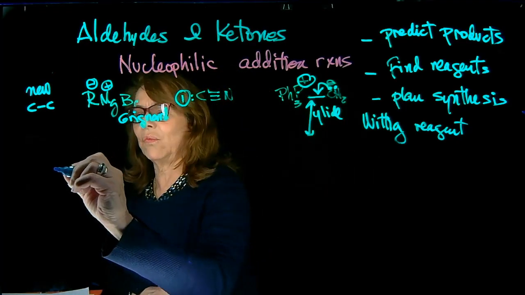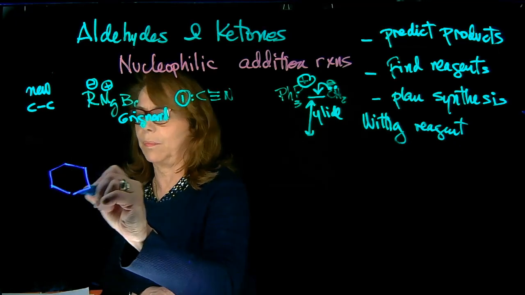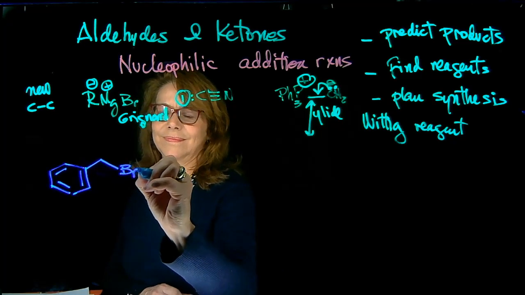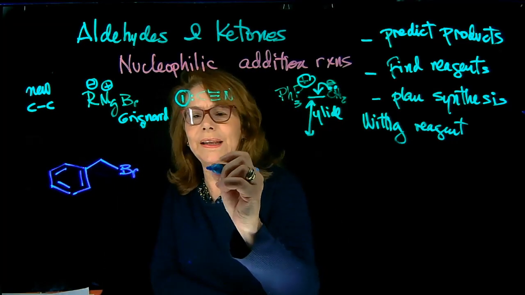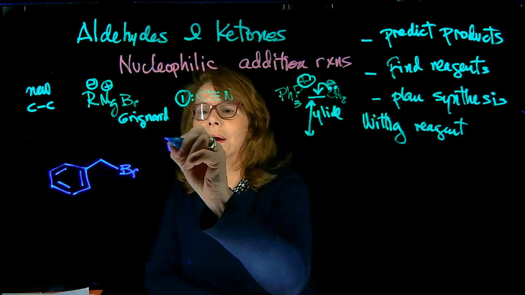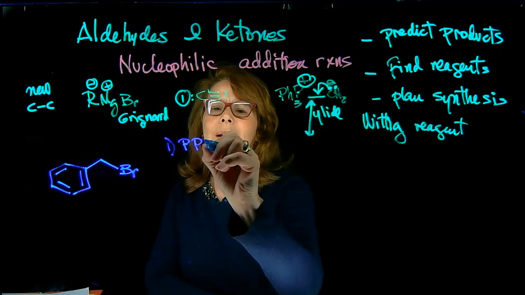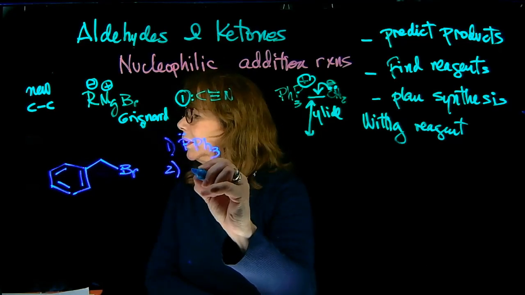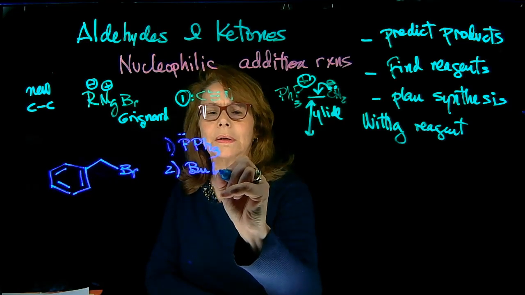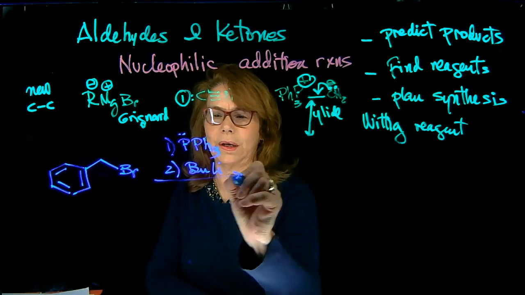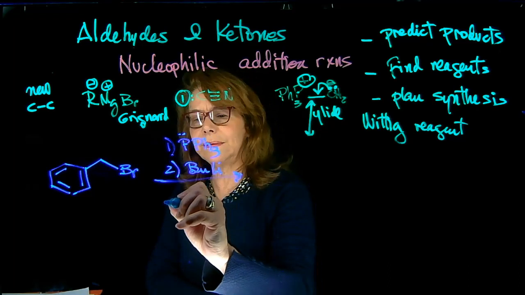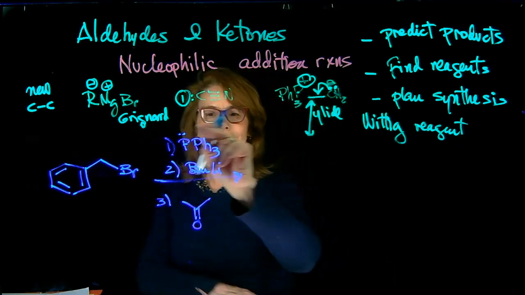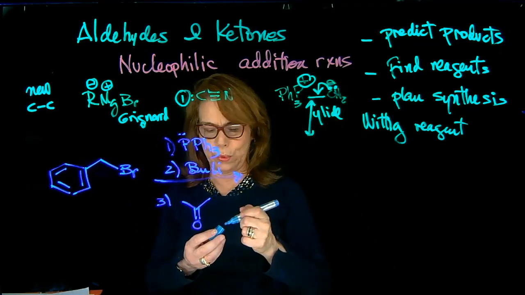Now let's say that we have the following compound, and it gives me a sequence of reactions. First it says triphenylphosphine, and then I treat it with butyl lithium. Gonna draw the arrow here. And lastly, I am going to add acetone to that. So when we see that, clearly that's the strategy to make the Wittig.